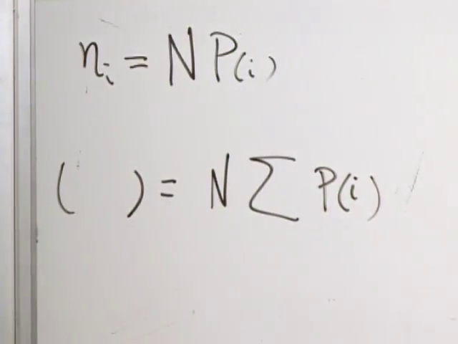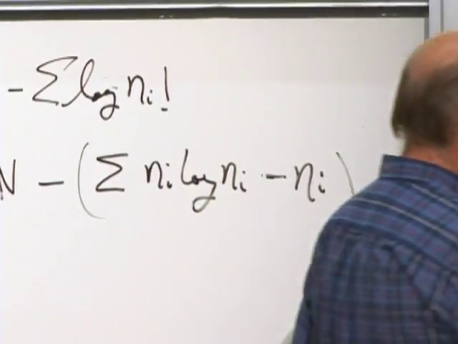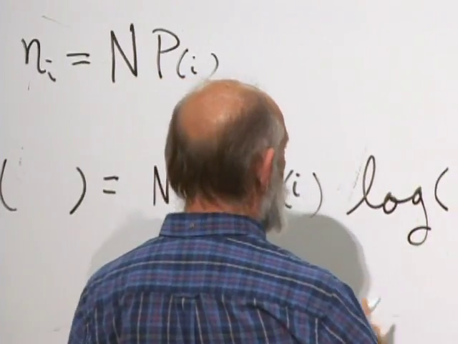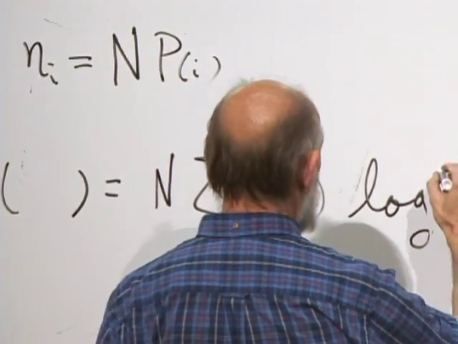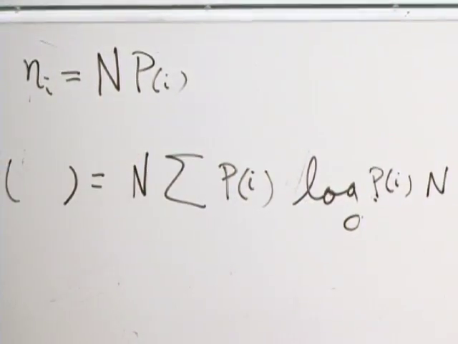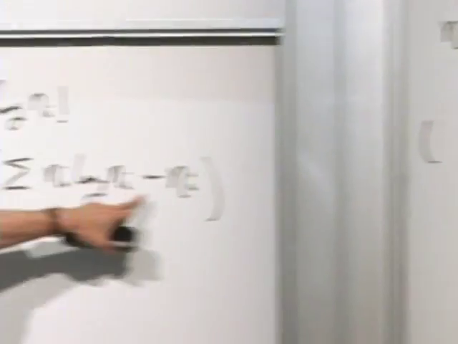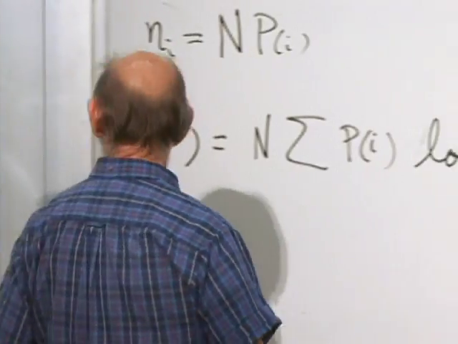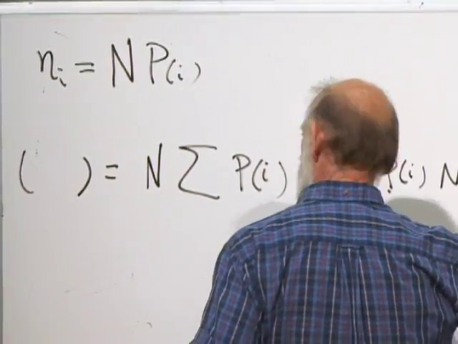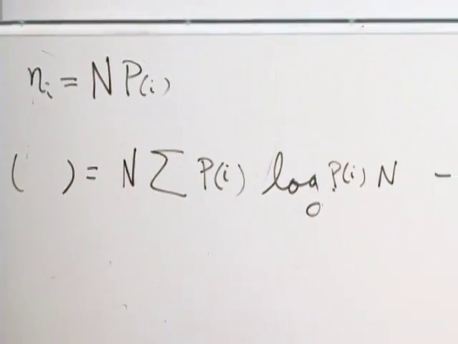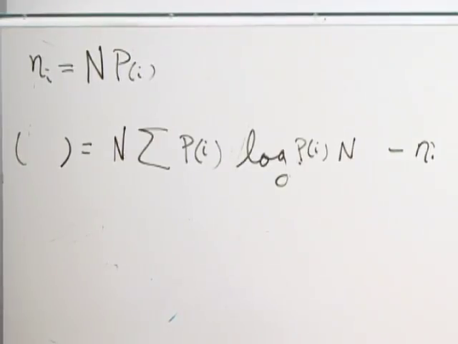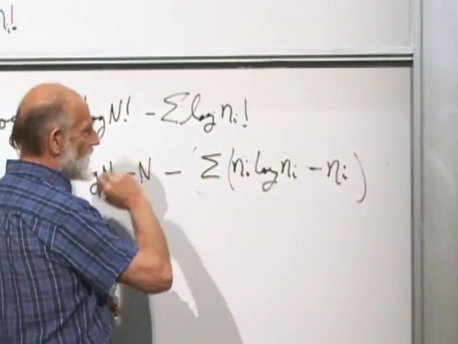All right, that's the n sub i here. Then we have logarithm of n sub i. So that's logarithm of p of i times N. That's this term over here. And then we get to subtract off minus n sub i. Incidentally, this is fine. I think if I were really doing it right, I would have put the bracket over here.